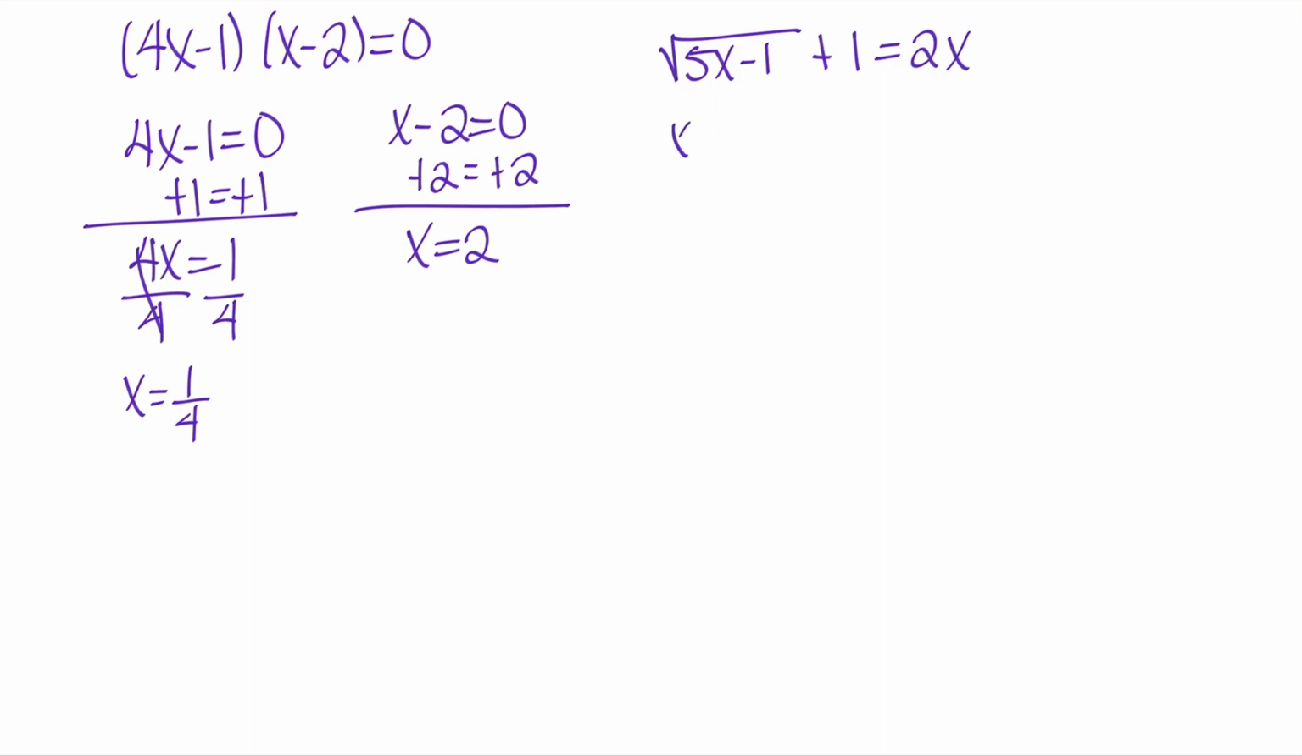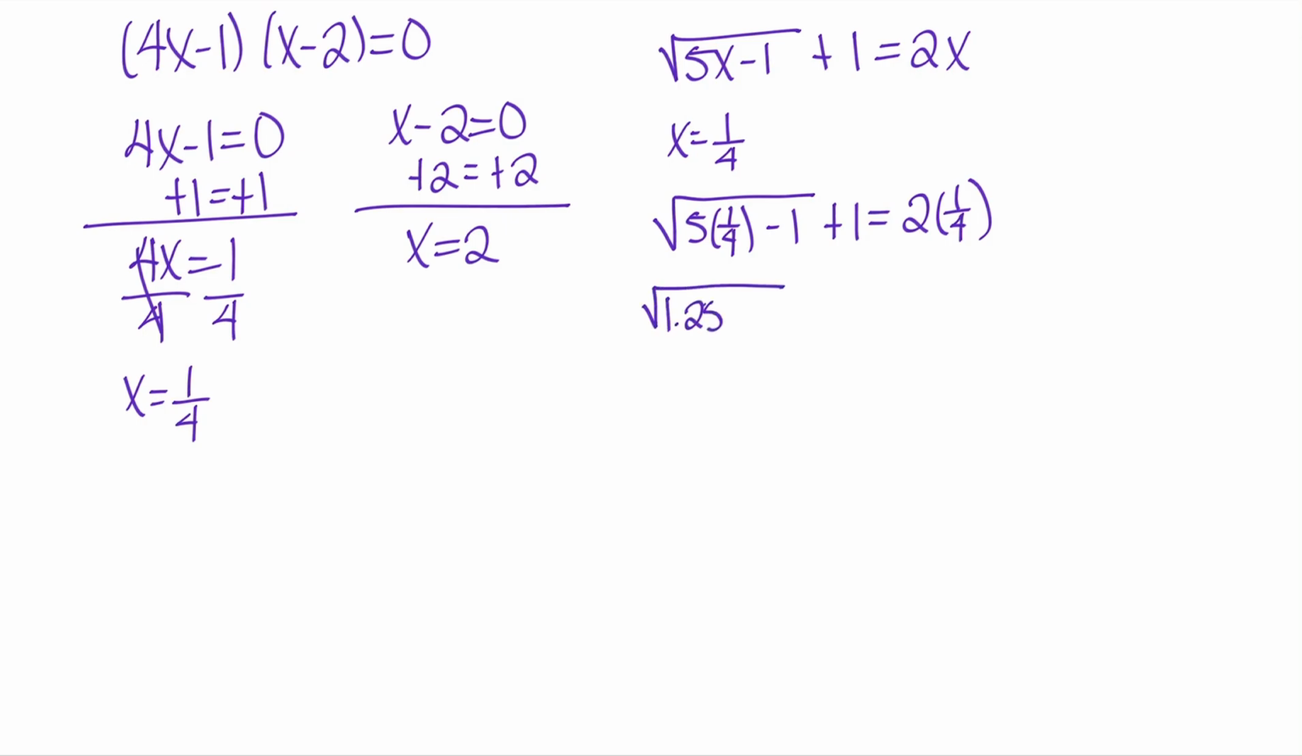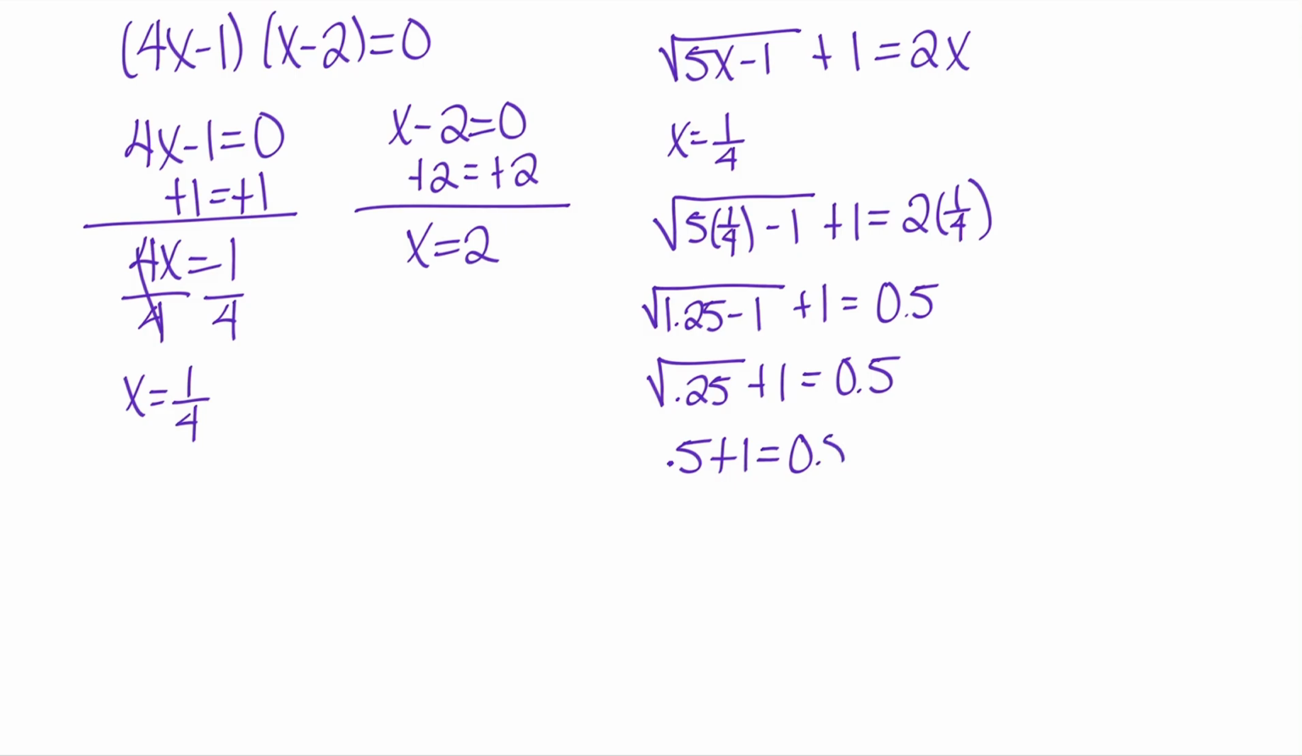If I plug in x equals 1/4, I get the square root of 5 times 1/4 minus 1 plus 1 equals 2 times 1/4. So when I multiply this out, I get the square root of 1.25 minus 1 plus 1 equals 2 times 1/4, which is 0.5. So the square root of 0.25 plus 1 equals 0.5. The square root of 0.25 is 0.5, so 0.5 plus 1 equals 0.5. So that gives me 1.5 equals 0.5, which is not true. So that means that 1/4 is my extraneous solution.